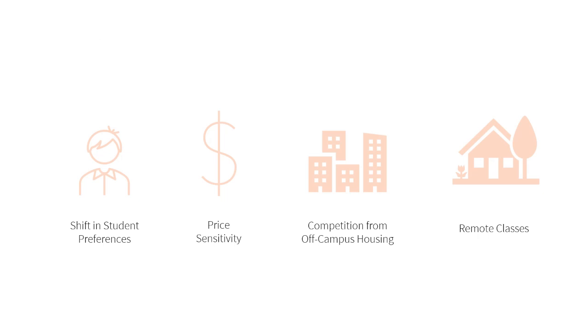With existing literature, we see four current points that have caused a decrease in on-campus housing. These are a shift in student preferences, price sensitivity, competition from off-campus housing, and options for remote classes.